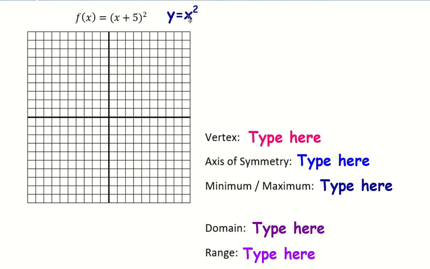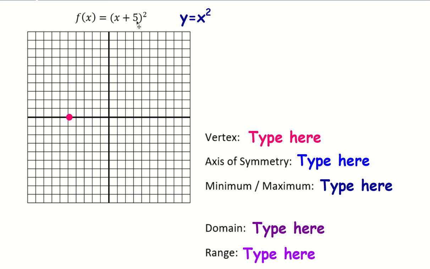So these two equations are identical, except this one has this plus 5 in this bubble, right? So a parabola that otherwise would have just started at 0, 0 with your vertex, this plus 5 makes it shift to the left 5. All right?